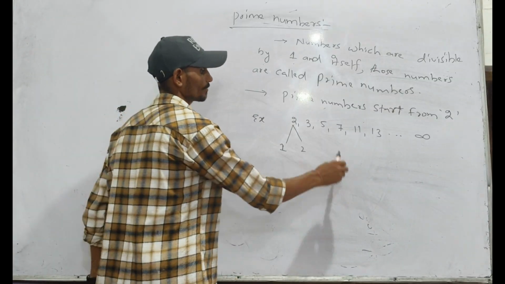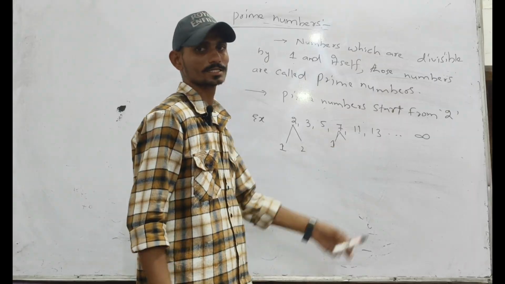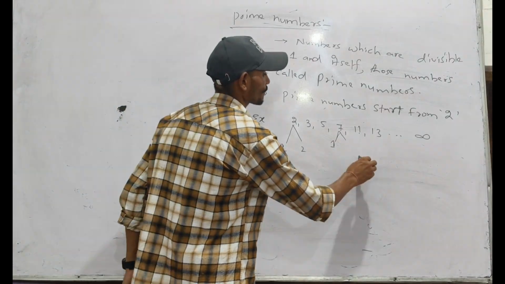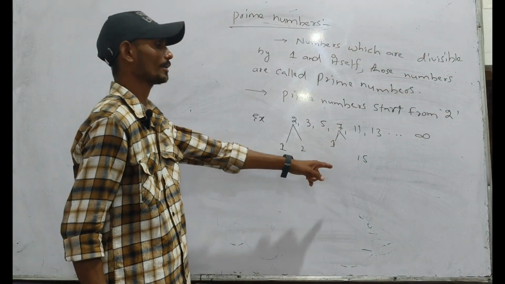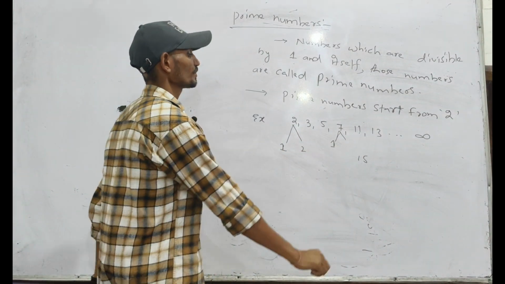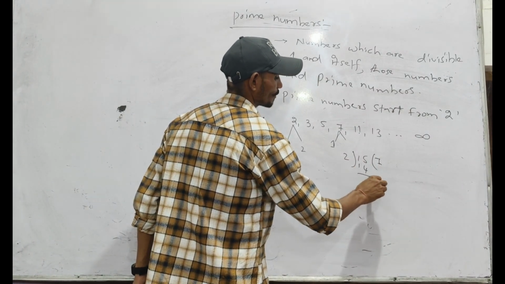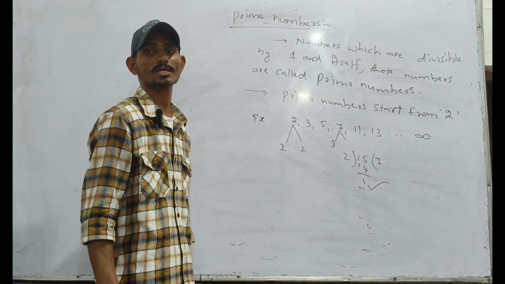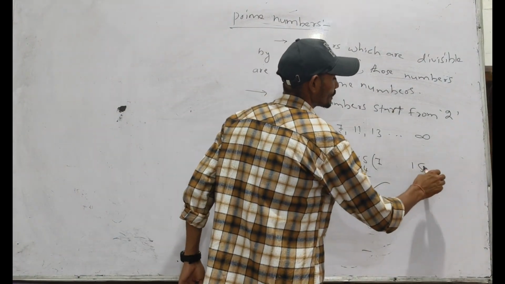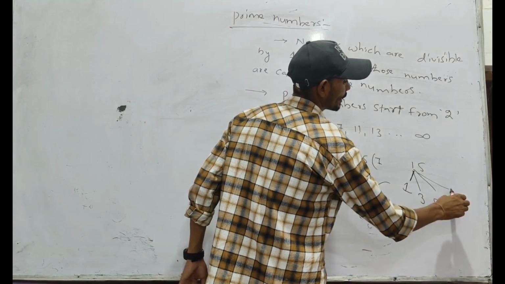Sir, you are saying 7 is also an odd number, right? Yes. 13 is also an odd number, right? Yes. But there is a little bit of difference. Let's listen, 15. 15 is an odd number, but it is not a prime number, because when you divide 15 by 2, you get the remainder 1. That's why I am saying this is an odd number, but it is not a prime number, because 15 is divisible by 1 and 3 and 5 and 15.